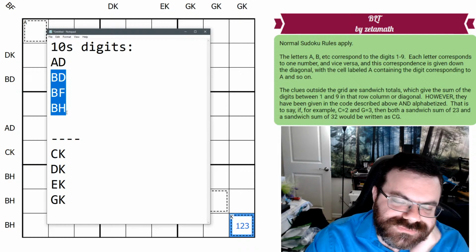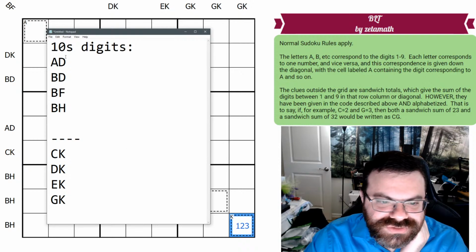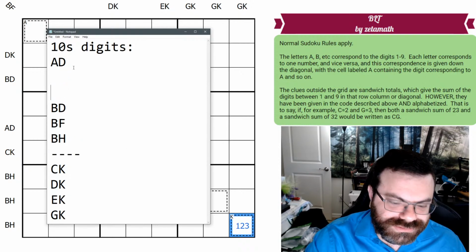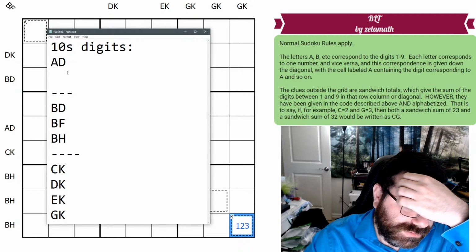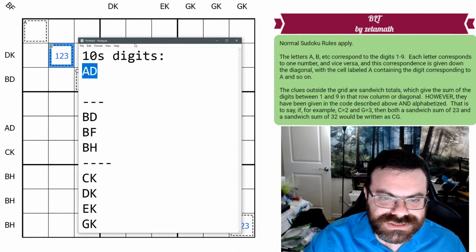Can I exclude B from being a tens digit? I only have two tens digits left, and so BD, BF, and BH. I could make F and H tens digits, but then what would BD be? BD, BB. So B is also a tens digit. I think that's clear. And we don't know between A and D, I suppose. So B is a tens digit, and then either A or D is a tens digit.